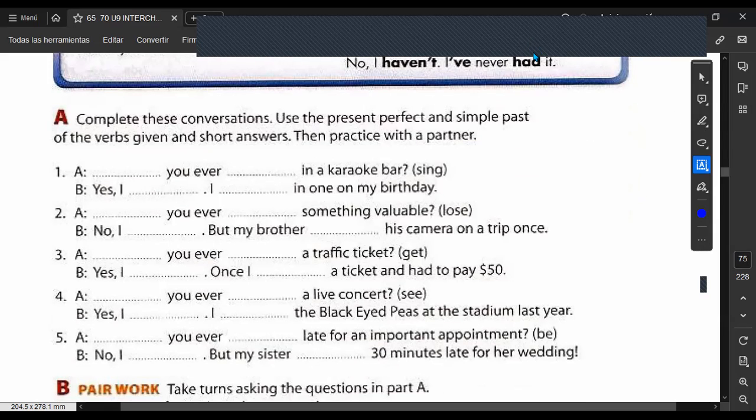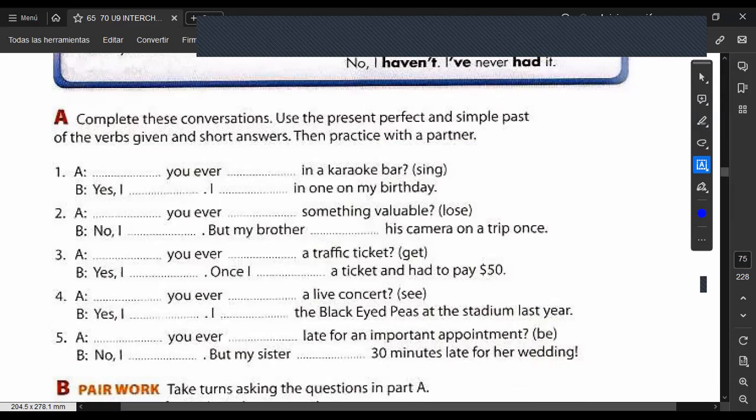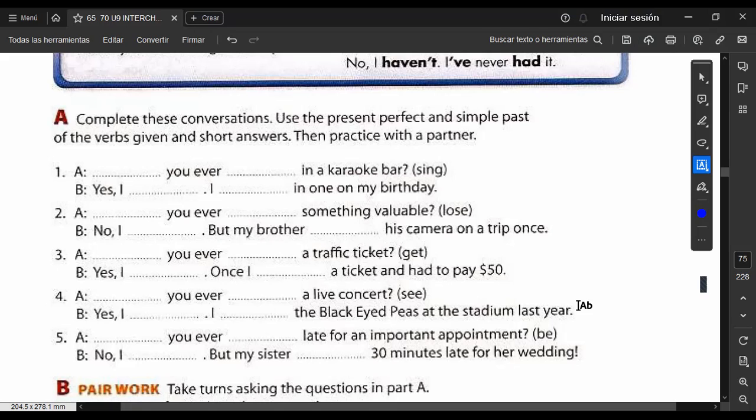Exercise A. ¿Será que Diana me ayuda a leer la indicación? The instruction: Complete these conversations. Use the present perfect and simple past of the verb given and short answer. Then practice it with a partner. Very good. Nice pronunciation.